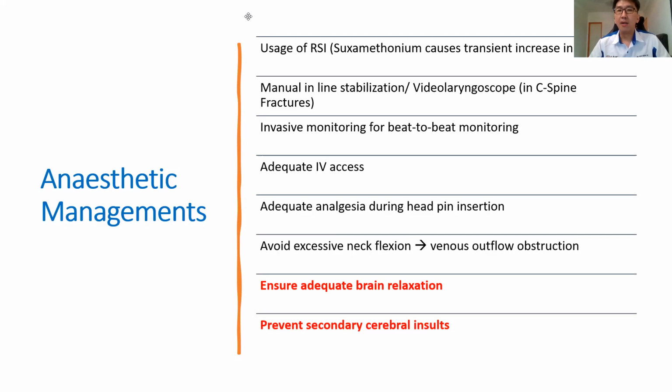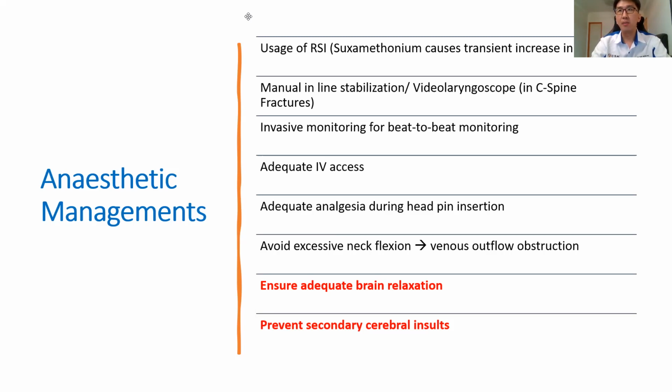You may use the video scope to assist you in intubation, and of course invasive monitoring for beat-to-beat monitoring. Again, it depends on what type of surgery you have to go for. Let's say in a massive decompressive craniectomy, I will usually use arterial line monitoring with a CVL. Adequate IV access is mandatory. And then, of course, analgesia is very important during head pin insertion.